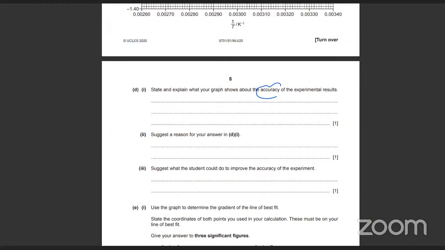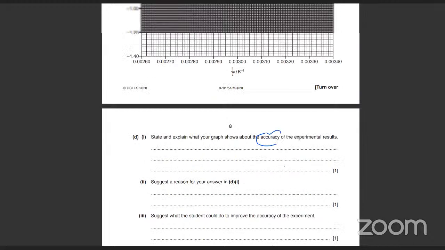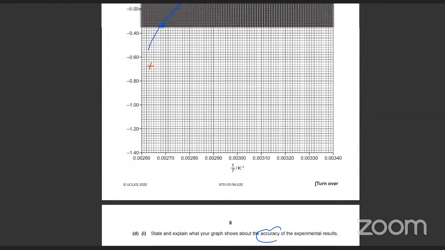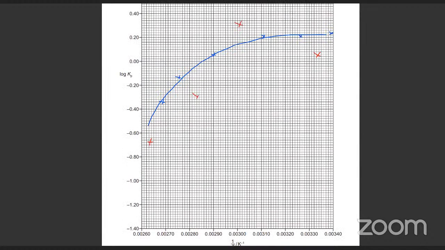Larger values than the apparatus used. Okay. So you're going to state and explain what your graph shows about the accuracy of the results, and give a reason. So what could you do to improve the accuracy? One way to improve the accuracy of your graph is to have more points.